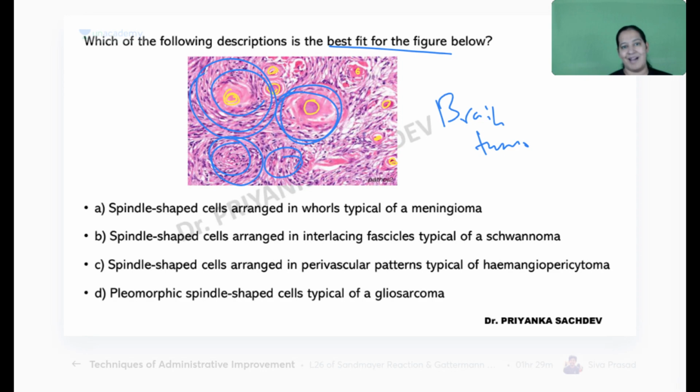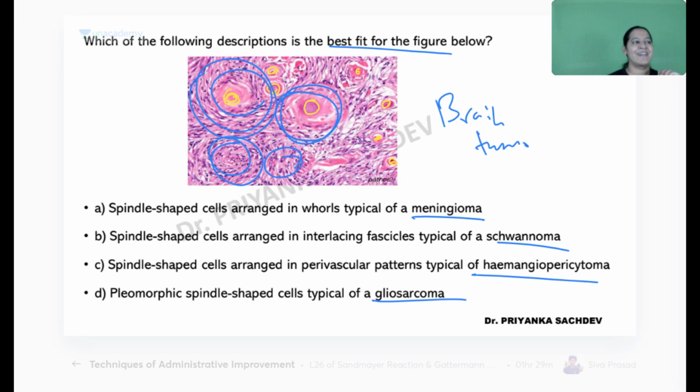Now tell me the typical diagnosis. Write down in the chat box. What is the typical diagnosis? Is it a meningioma? Is it a schwannoma? Is it a hemangiopericytoma? Is it a gliosarcoma? Who will tell me what it is? Anyone? Now at least have a guess. ABCD. Okay, let me launch a poll then.